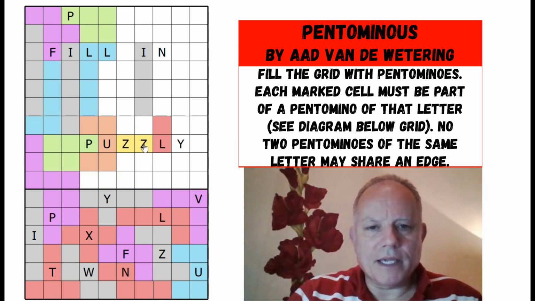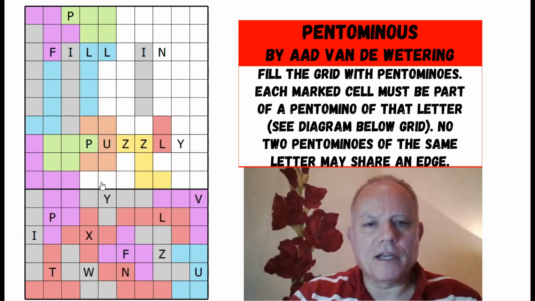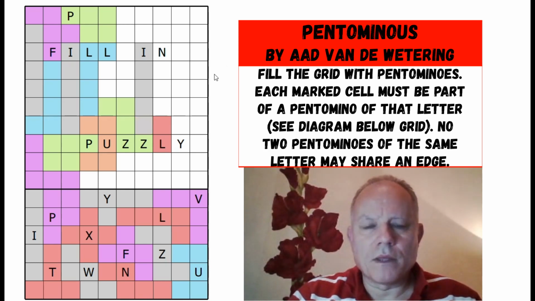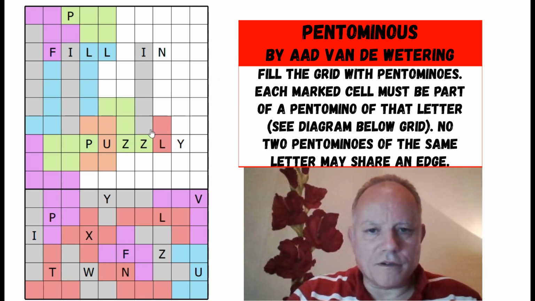The Z can't be like that anymore. It would block in 1 cell. It can't be like that anymore. It would block in 4 cells. So the Z is very clearly like that. I'll make that green as well. Now we've got this 1 cell. Theoretically that could be part of L, but that would block in 6 squares, 6 cells, which is impossible. So that must be part of the I as well. So now all the shapes we've marked are complete apart from this L down here.